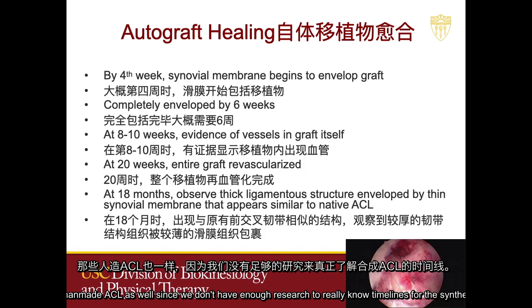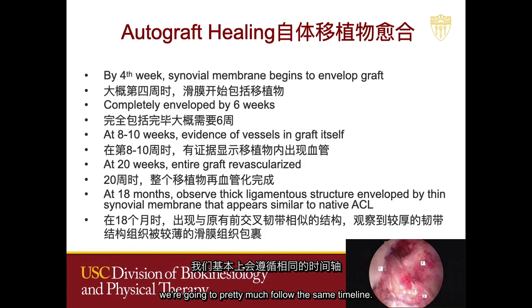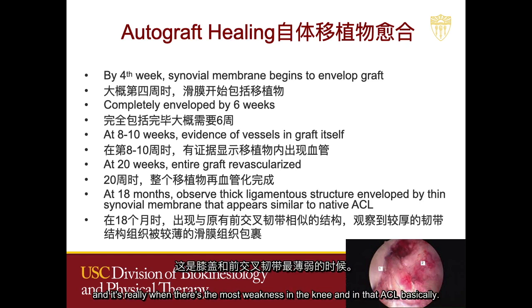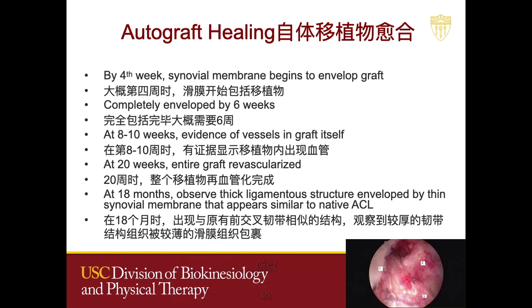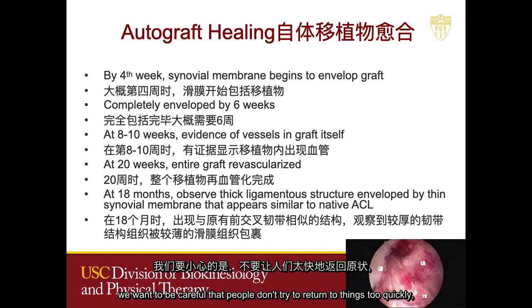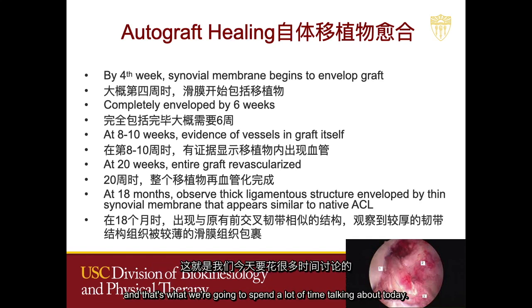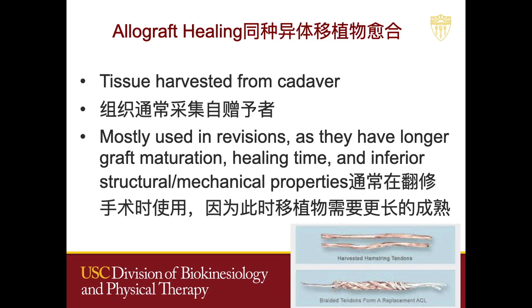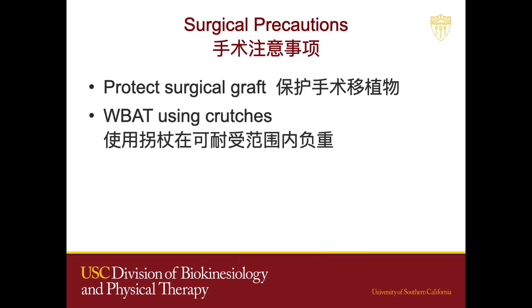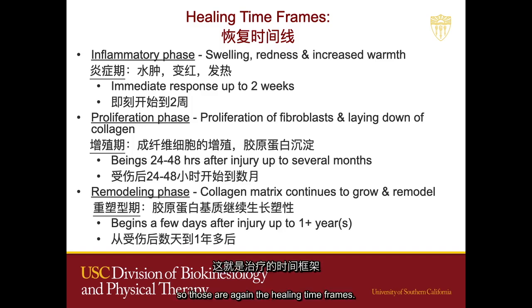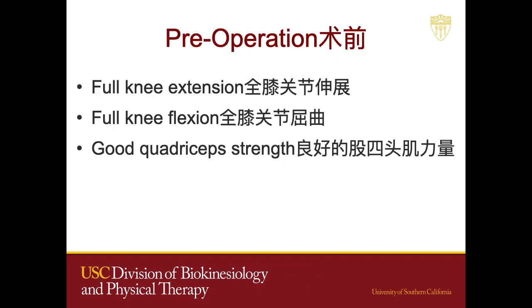Since we don't have enough research to really know timelines for the synthetic ACL, we're going to pretty much follow the same timeline. Recognizing that between 10 and 20 weeks, that's when all the blood flow is starting to get in there, and it's really when there's the most weakness in the knee and in that ACL, basically. So we want to be careful that people don't try to return to things too quickly. That's what we're going to spend a lot of time talking about today. Okay, so those are, again, the healing time frames.